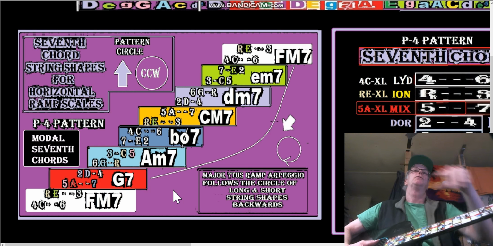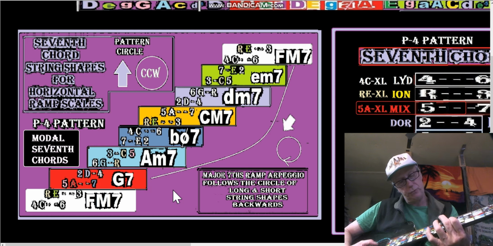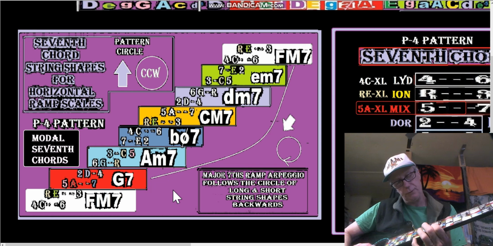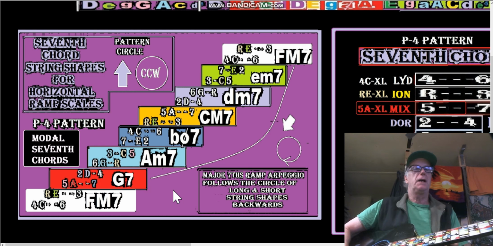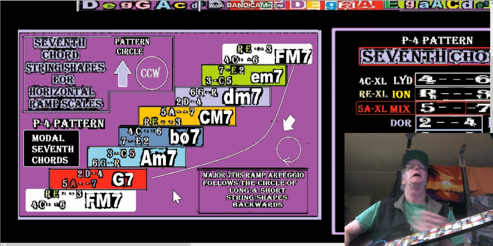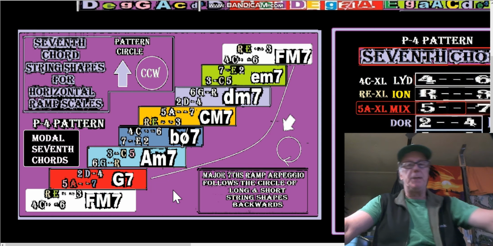But if we follow the ramp pattern, you've got 4 6 root 3, 4 6 root 3, 4 6 root 3. We went up 3, so we get an extra octave if we do the ramp patterns. So let's look at the nature of ramp patterns.